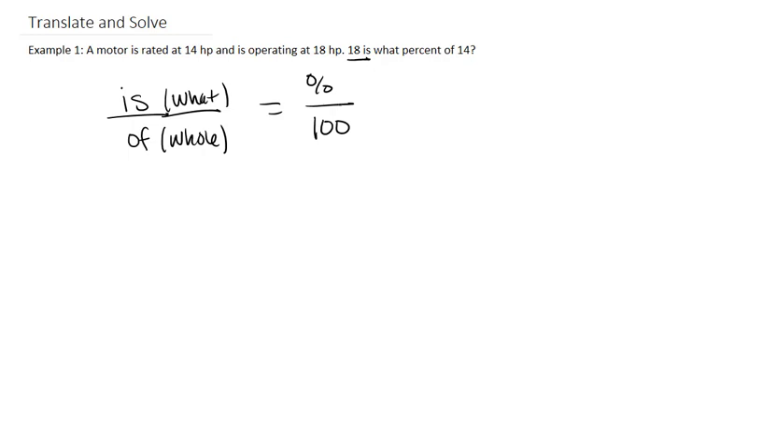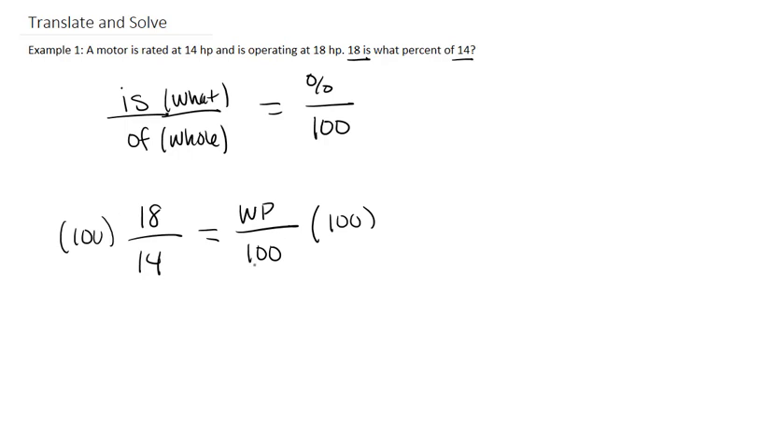So we have 18 is. So we're going to go ahead and place that 18 on the top of 14. So we put the 14 there. And we're looking for what percent here. So we'll just put what percent over 100. Now, in order to get what percent by itself, all we would need to do is multiply both sides by 100. Because then we get what percent all by itself.